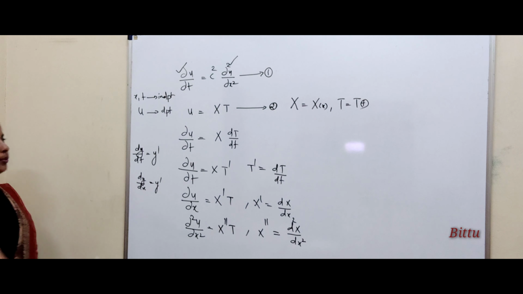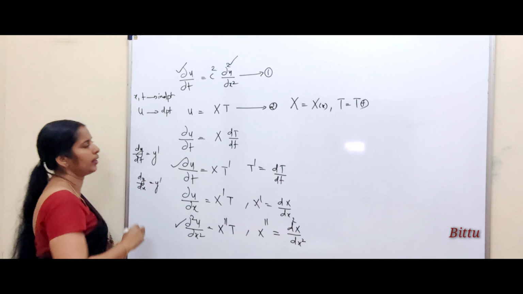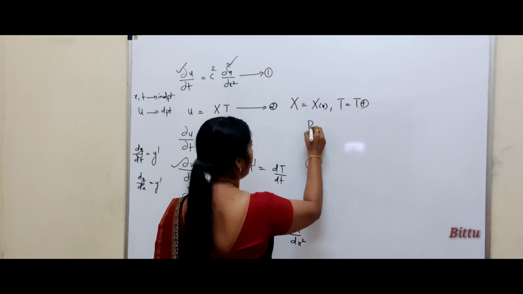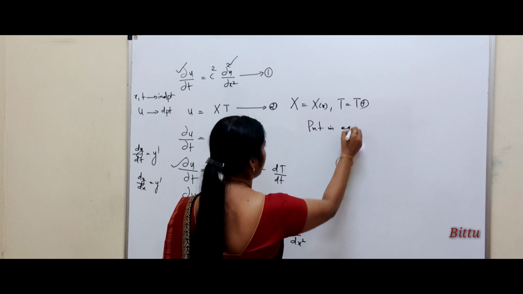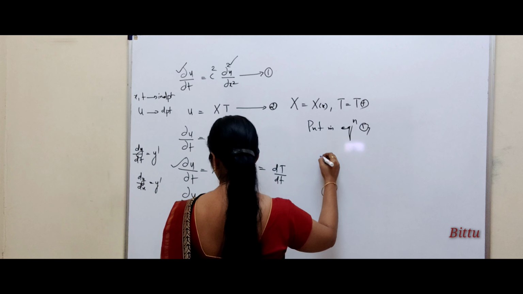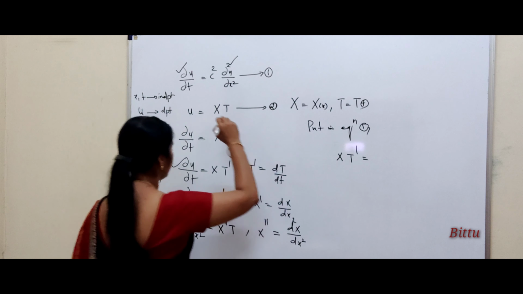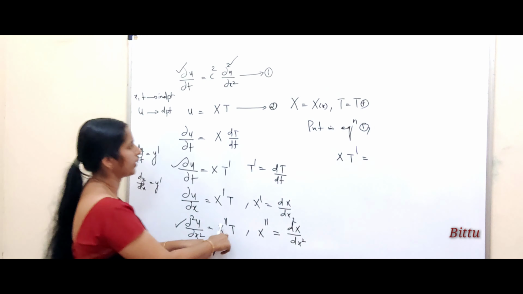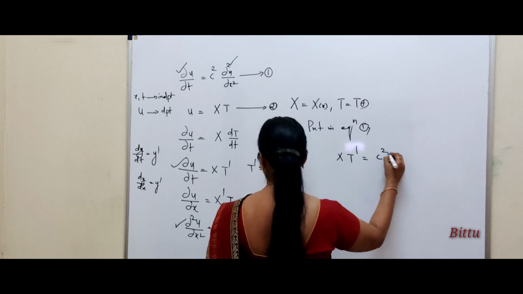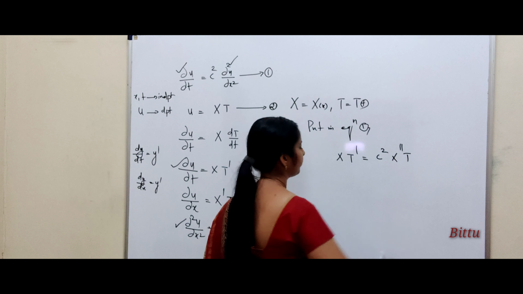Since u = XT is a solution, it satisfies equation number 1. So we have to substitute ∂u/∂t and ∂²u/∂x² in equation number 1. So put in equation 1. We have X T dash = c² X double dash T, since our ∂²u/∂x² is X double dash T.